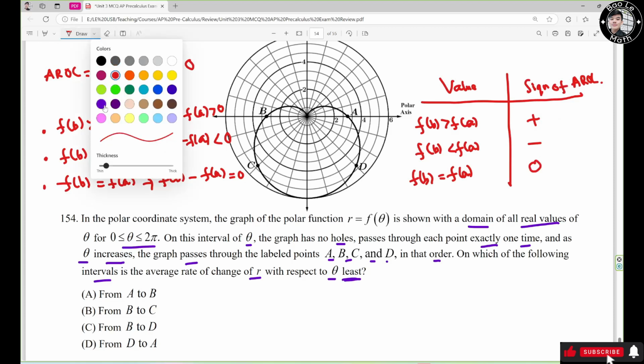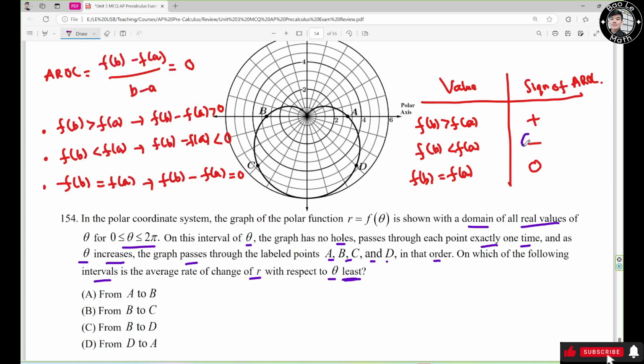Now, you look at this one right here, least, which means this one right here. If it's negative, it's going to be least, right? So, we just check from A to B. From A to B. You see that at point A and point B, you have the same distance from the origin right here, which means the radius should be the same. If the radius is the same, the average rate of change is 0, right? So this is not the answer choice, right? We need least, which means we need negative, right?